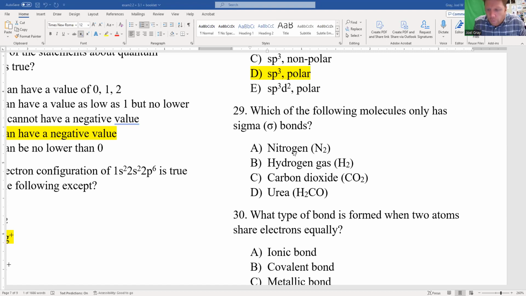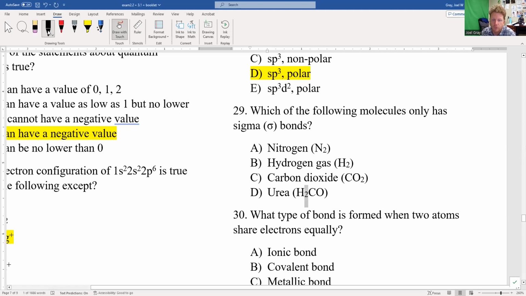Okay, so when we look at these different options, we've got nitrogen, and a way that you can approach this problem is to come up with the Lewis structure for this molecule. Nitrogen, they are each bringing in 5 electrons, so that's a grand total of 10 electrons that they need to come up with. That's a triple bond. That triple bond consists of 1 sigma and 2 pi bonds.